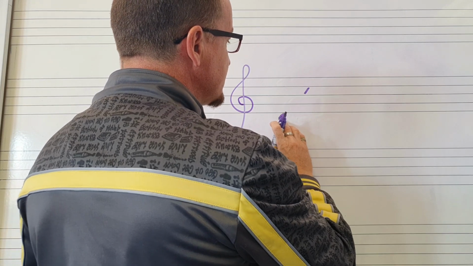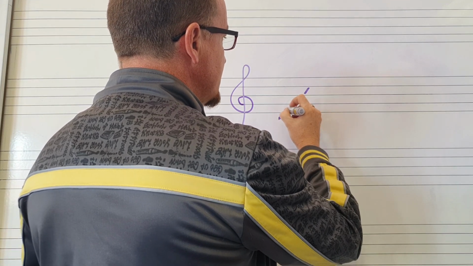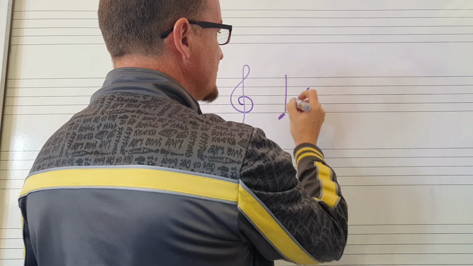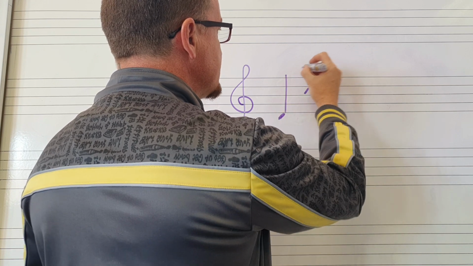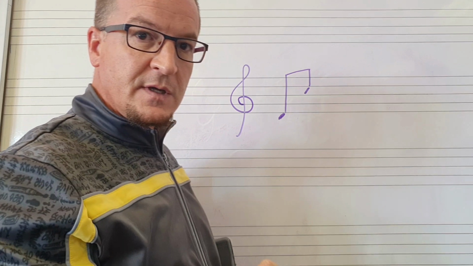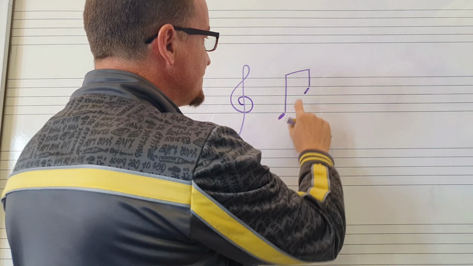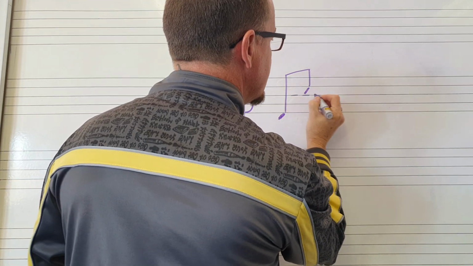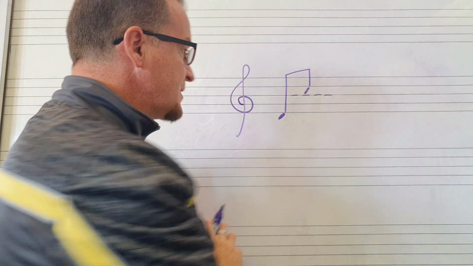So in this case, the D would take a stem direction going up because it's below the line, and that is the stem direction of the second note as well. So the note that's furthest from that middle line, that's the stem direction you take.